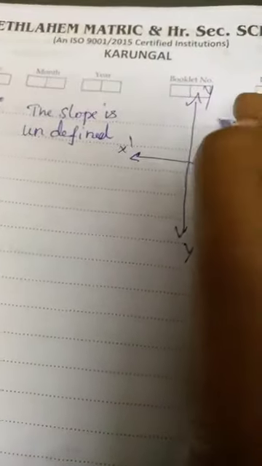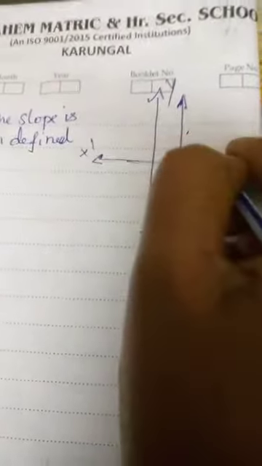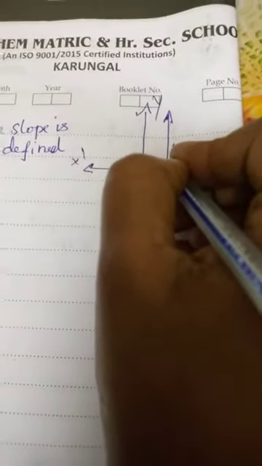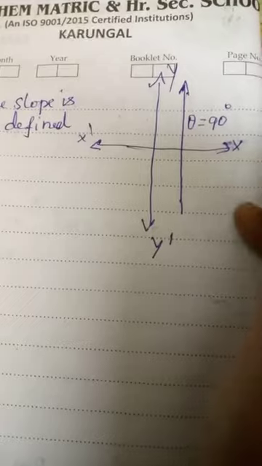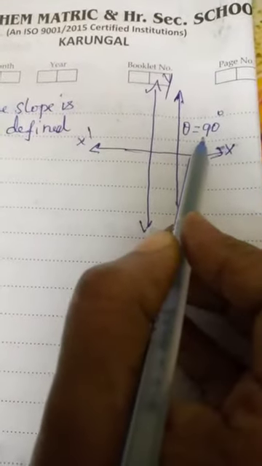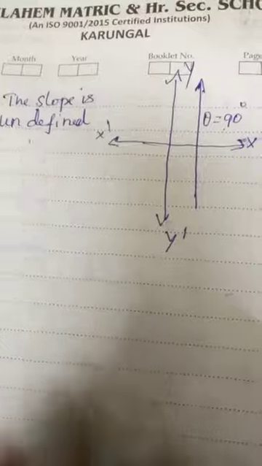Example: x dash, y, y dash. Draw the perpendicular line which is parallel to y axis. This line is perpendicular to the x axis, here 90 degree. So theta equal to 90 degree. When theta equal to 90 degree, tan 90 is not defined. So the slope is undefined.